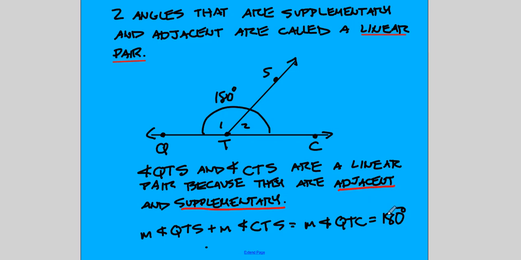So a linear pair, not all supplementary angles are linear pairs, because you could have, like here, this angle here, say it's 140 degrees. Then you have an angle here that is 40 degrees. They're not adjacent, but they are supplementary because the sum of their measures add up to 180. So a linear pair is a special type of supplementary angle where the two angles are adjacent to each other.